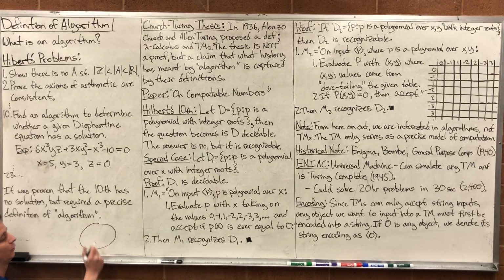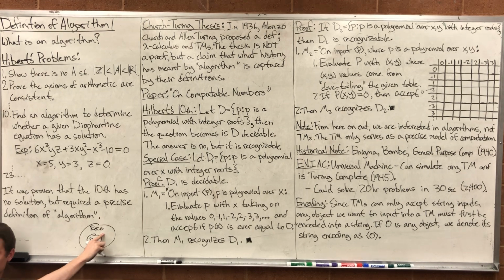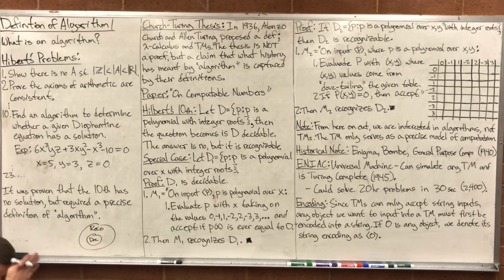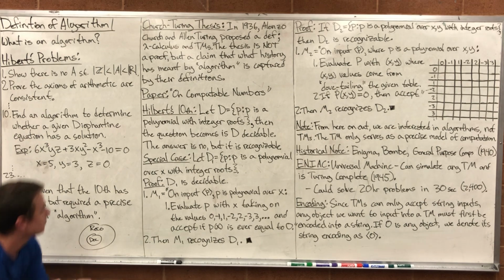So we look at our bullseye. Here's all the recognizable languages. Then the decidable languages are a subset of that. If it's decidable, it's definitely recognizable, but if it's recognizable, it's not necessarily decidable. So a language is recognizable if a Turing machine can accept every string in that language. It's decidable if it can accept every string in that language and reject every string not in that language.